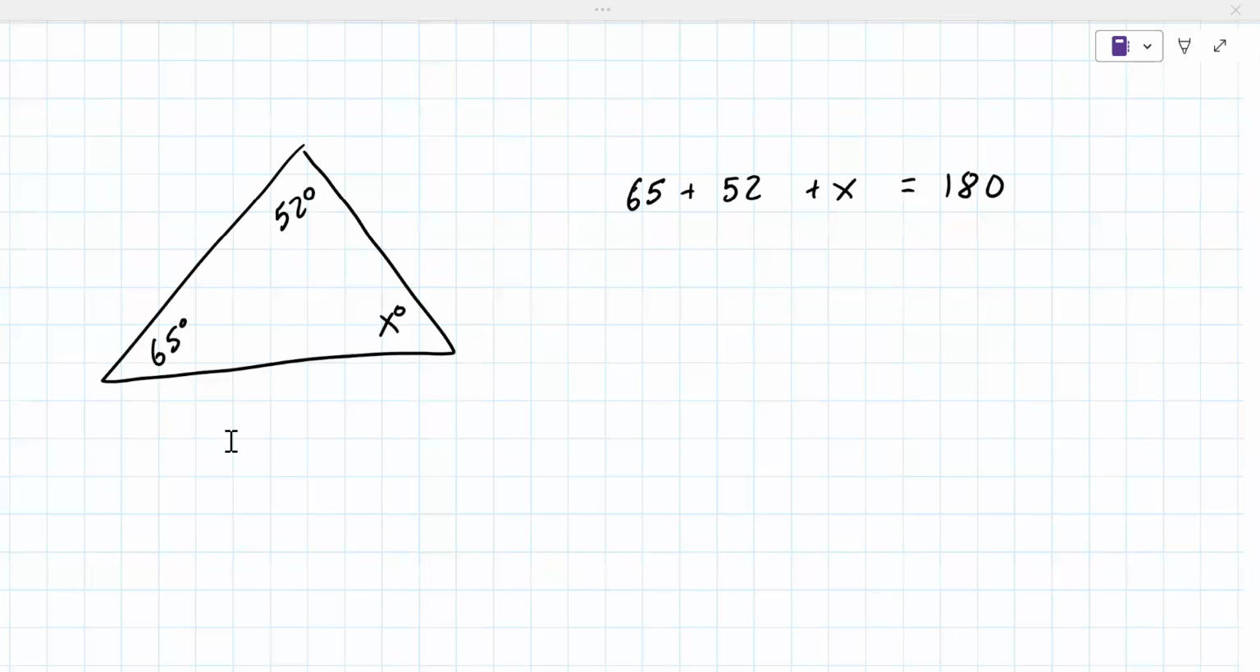X equals 63? Good. So you don't have to write an equation, that is just the steps, the formal way to do it. In your class, they don't really care how you show your steps. So here's one more to look at.